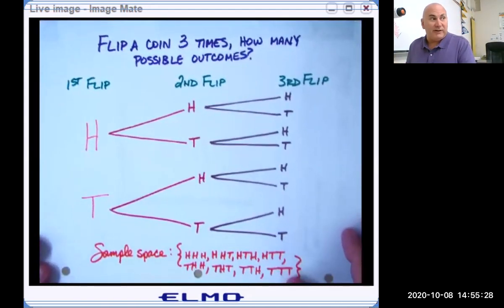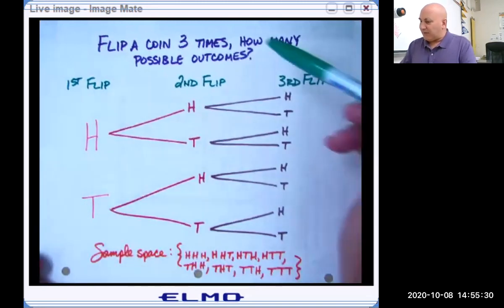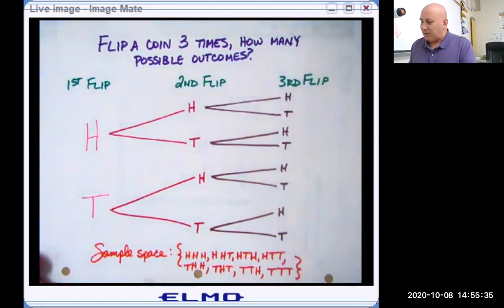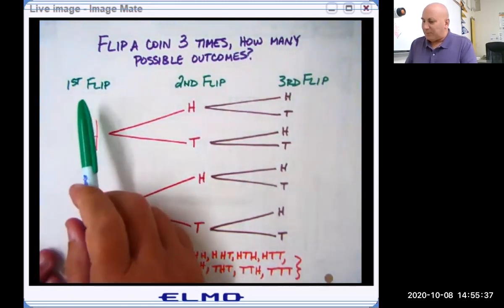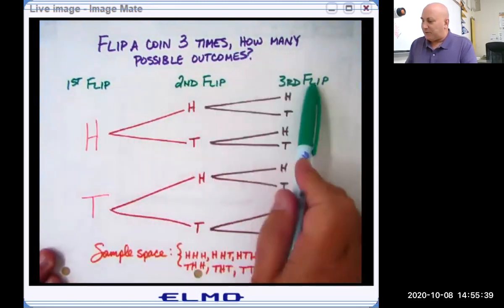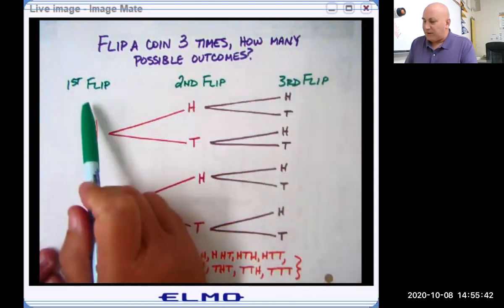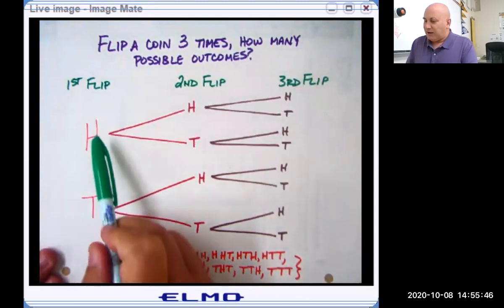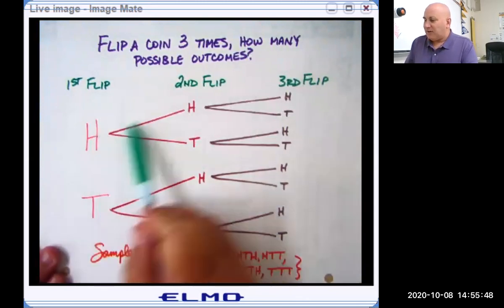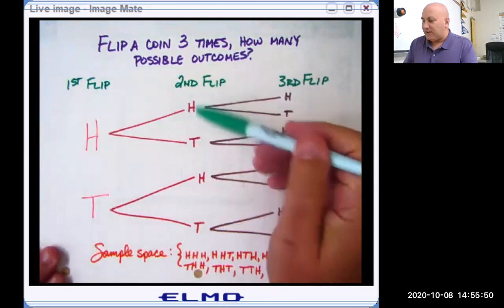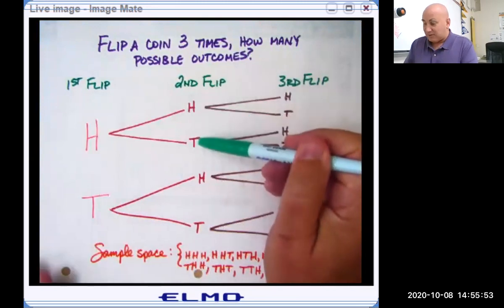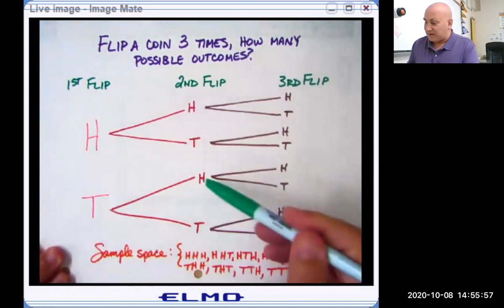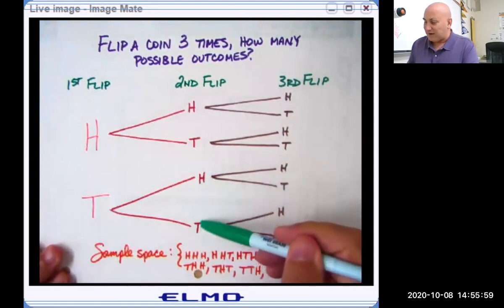This is called a tree diagram. And it says, if I flip a coin, how many possible outcomes are there? So I'm going to break it up into first flip, second flip, and third flip. My first flip, I have two choices of outcomes, heads and tails. If I get heads, the second flip, I could get heads or tails. It doesn't matter what the first flip is, because if the first flip is tails, I can get heads or tails for the second one.